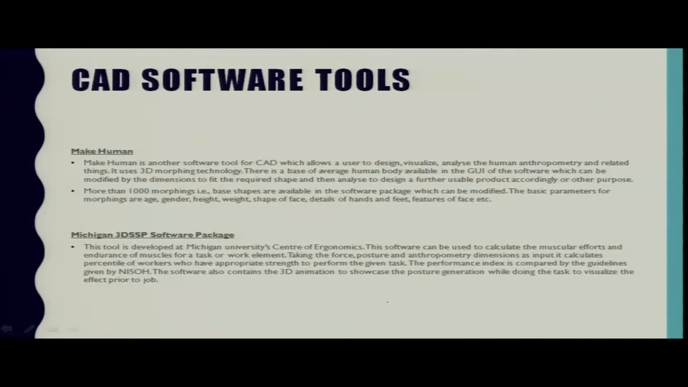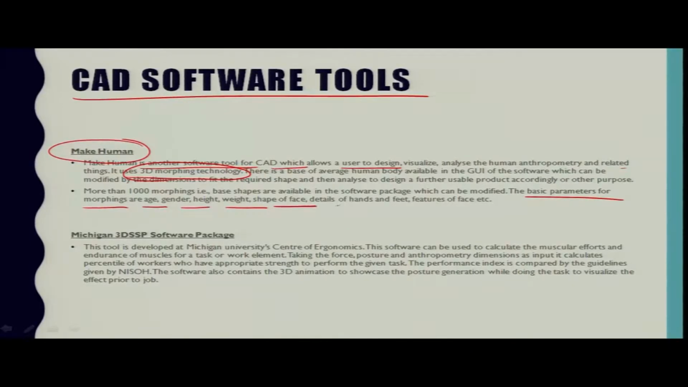Under this topic of CAD software tools, another software which is freely available is MakeHuman. This particular MakeHuman is a CAD software tool which allows a user to design, visualize and analyze human anthropometry and related things. It uses 3D morphing technology. The basic parameters for morphing are age, gender, height, weight, shape of face, details of hands, feet and features of the face.